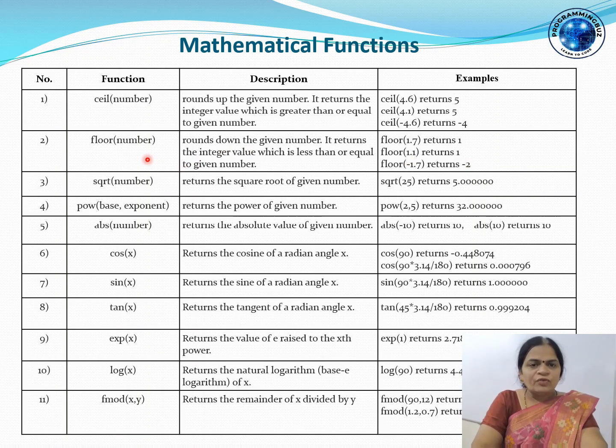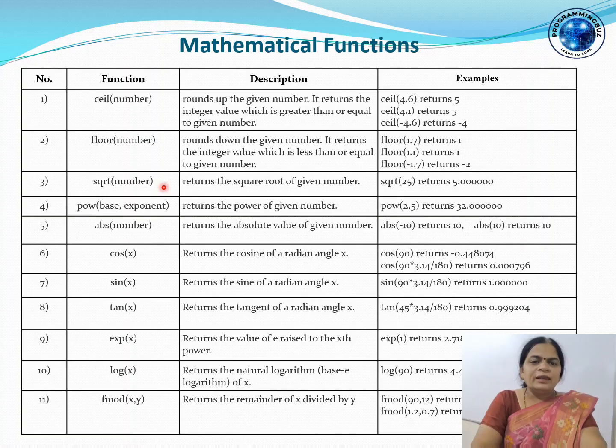The next function which we want to study is the sqrt function. As its name suggests, sqrt returns the square root of a number which you specify in brackets. For example, sqrt of 25 will return the value 5.00. This function will return a float type of value, and obviously the square root of any number will be float type. For example, if you write sqrt of 50, then it will return the square root of 50. So this function is used to calculate the square root of a number.